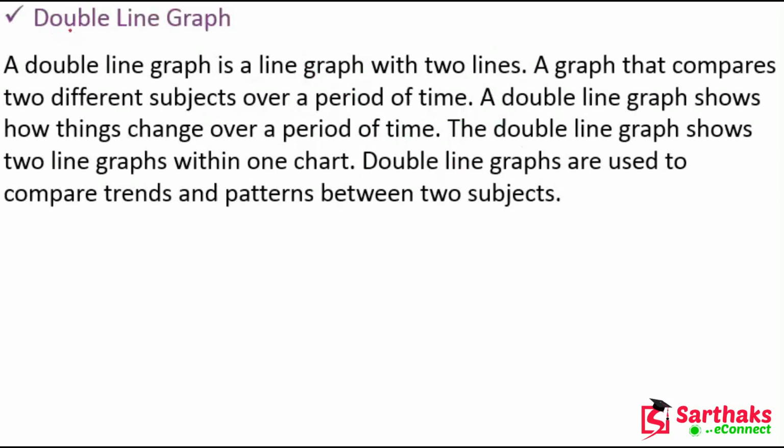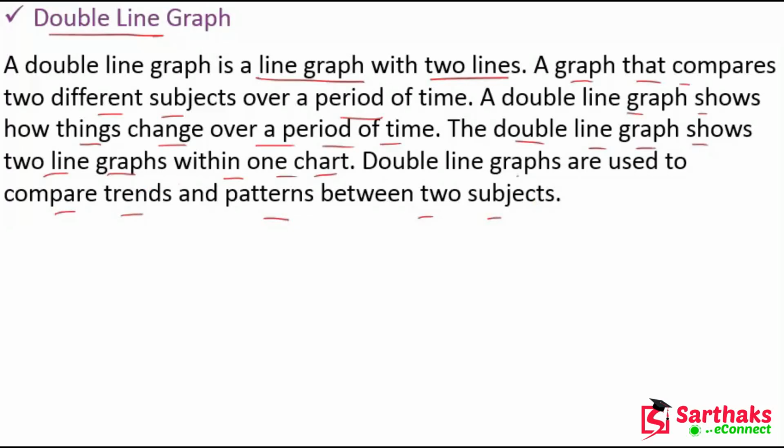Now if we talk about the double line graph, a double line graph is a line graph with two lines in a single graph. A graph that compares two different subjects over a period of time uses the double line graph. A double line graph basically shows how things change over a period of time. So the double line graph shows two lines within one chart, meaning there are double lines. Got it? Double line graphs are used to compare trends and patterns between two subjects.